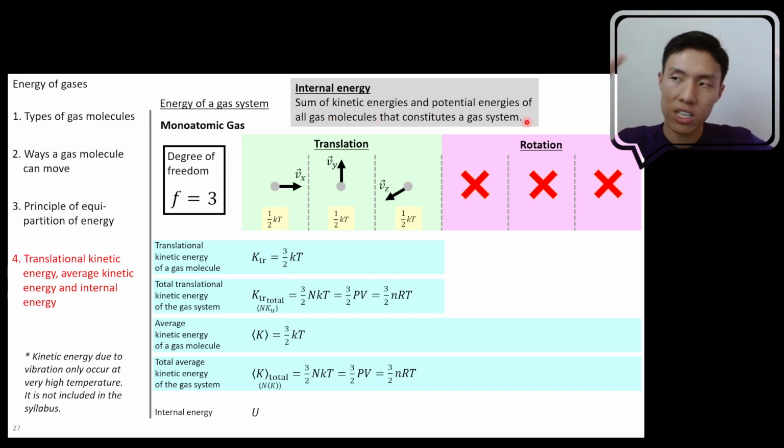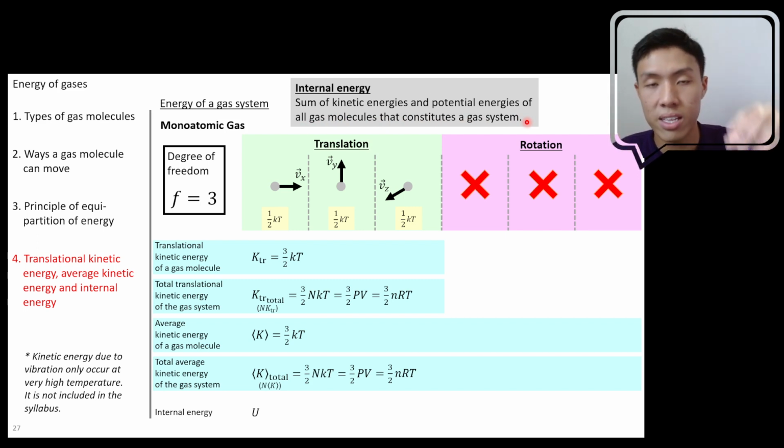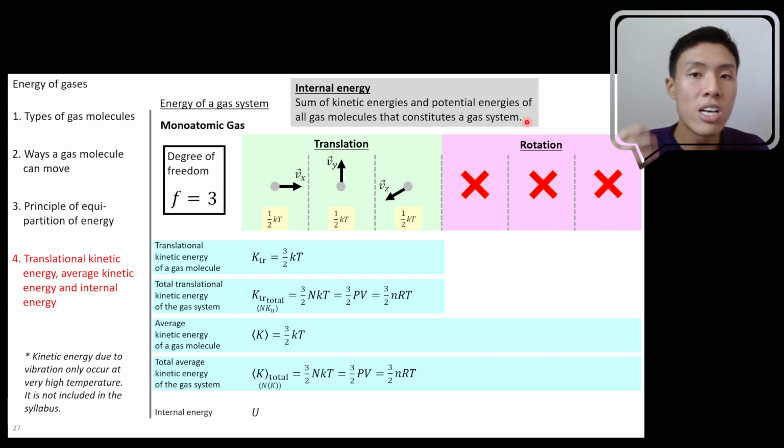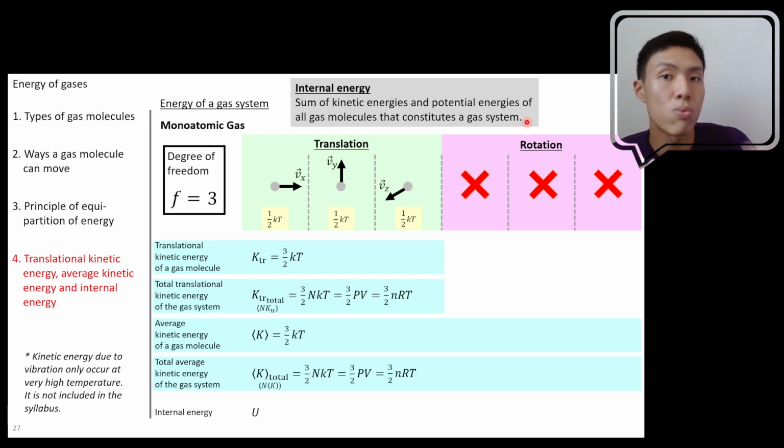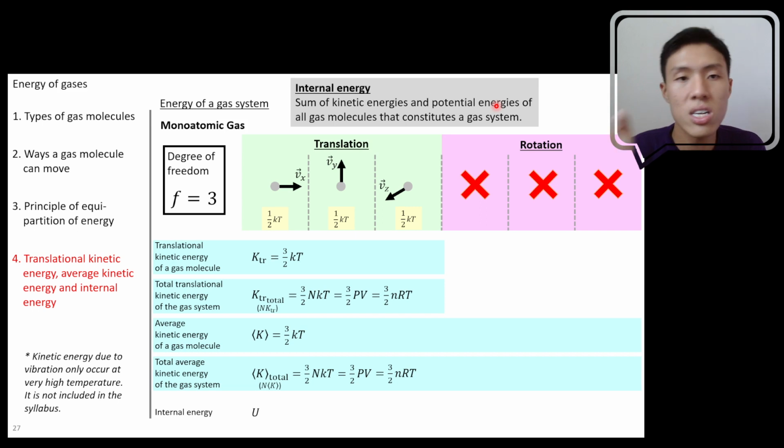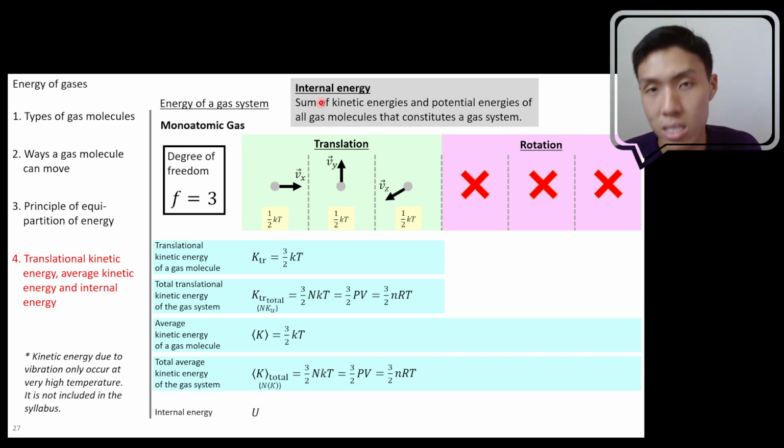Inside your gas system, there are a lot of gas molecules. All these gas molecules are moving around, so they have kinetic energies. And besides that, if the molecules happen to interact with other molecules, such as they attract each other or repel each other, the attraction and repulsion will contribute to the potential energy of the gas molecules also. So we add up all the kinetic energy and all the potential energy, and the sum will be the internal energy.